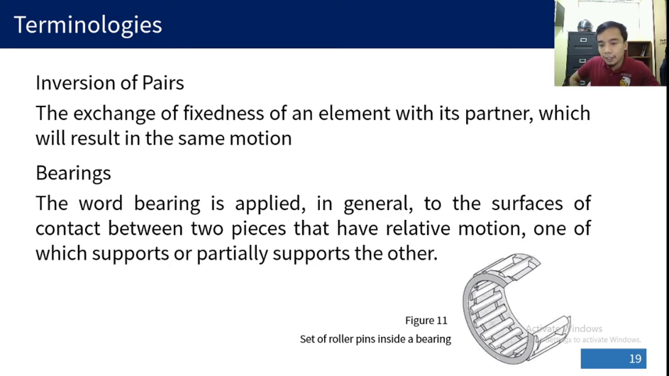Bearings is applied in general to the surfaces of contact with relative motion which either fully or partially support the other. The bearing we saw in the previous figures is the motor and the ball bearing, what we call the little balls, the ball bearing assembly. The roller bearing is composed of roller pins whose mode of contact with the bearing is line, whereas in the ball bearing it is point contact. Since the roller pins are cylindrical in shape, the contact with the bearings is a line.